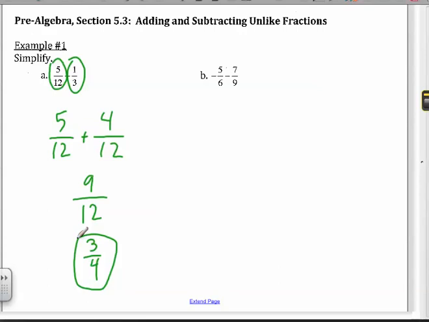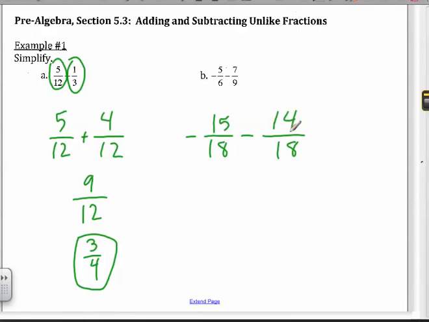What's the smallest number that both 6 and 9 go into, Kentaro? 18. So I'm going to have 18 in the denominator of both of these. Let me ask you, Dane, 6 times what gives me 18? Okay, so 5 times 3 gives me what, Dane? 15. Beautiful job. Spencer, 9 times what gives me 18? 9 times 7 gives me 63. 9 times what gives me 18? 2.